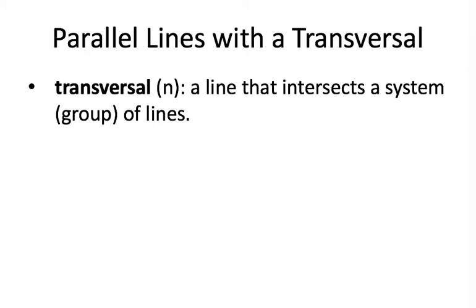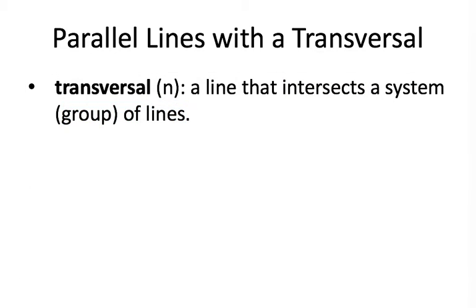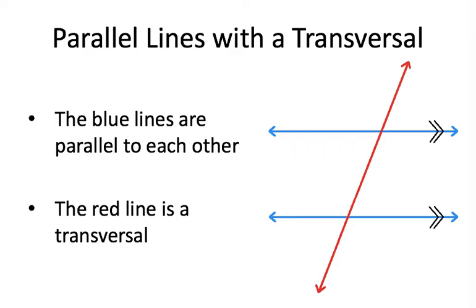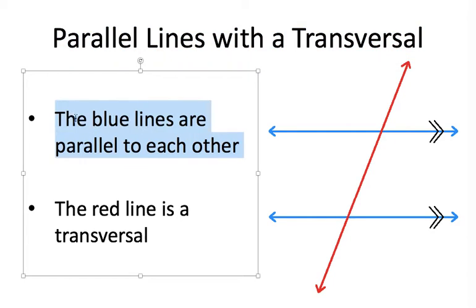Let's talk about the word transversal. A transversal is a line that intersects a system or group of lines. Intersect means cross. So a transversal is a line that crosses a group of lines. This here is a picture of parallel lines with a transversal. The blue lines are parallel to each other, and the red line crosses that group. So that red line is a transversal.